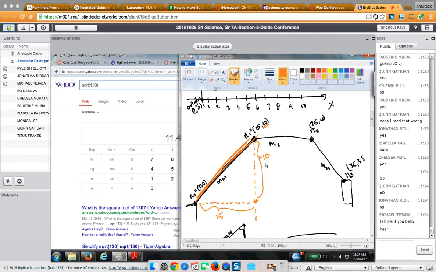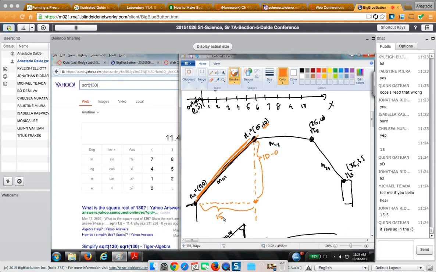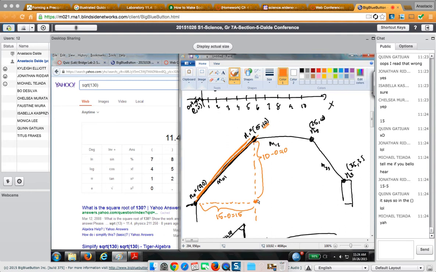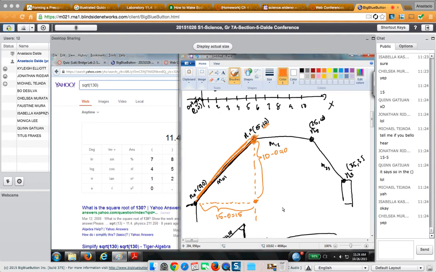What you did to get 10, and I know that this is kind of trivial to write down, was 10 minus 0 is equal to 10. And over here you did 15 minus 0 is equal to 15. Are we cool with that? I just took this height right here and subtracted off this height right here. And for the 15, I took this length right here and subtracted off that length right there. That's what gave me my numbers.